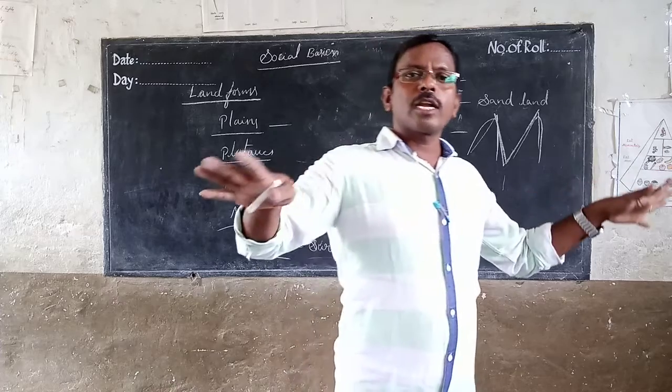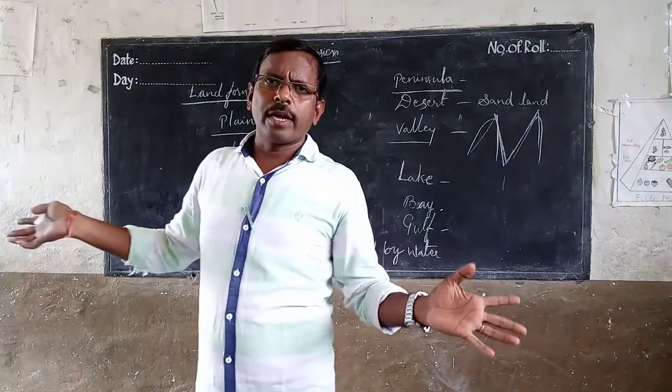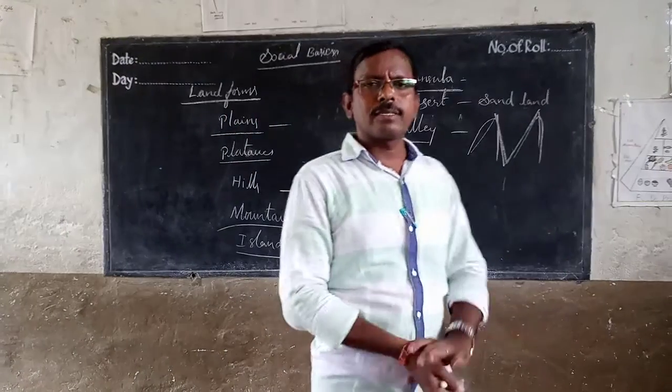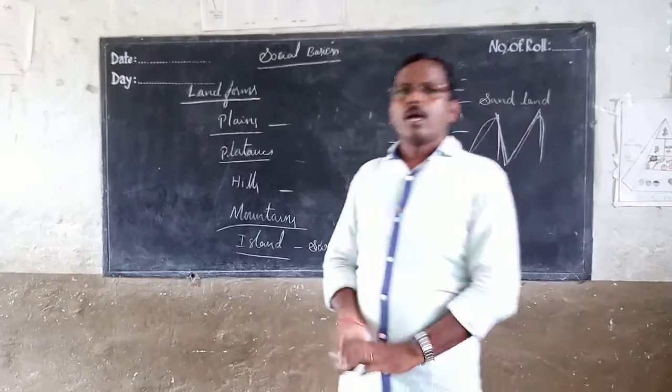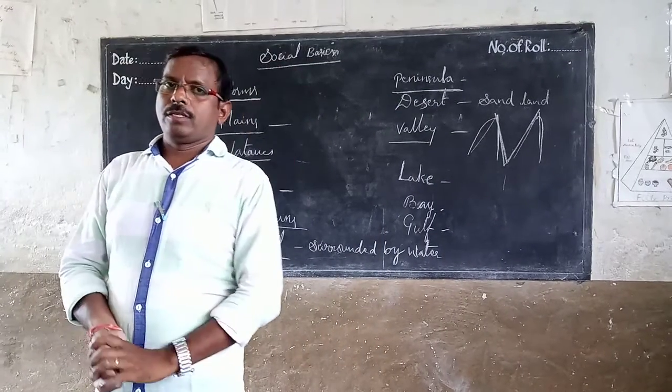A large water body on the earth's surface is known as an ocean. A small water body on the earth's surface, smaller than an ocean, is known as a sea.